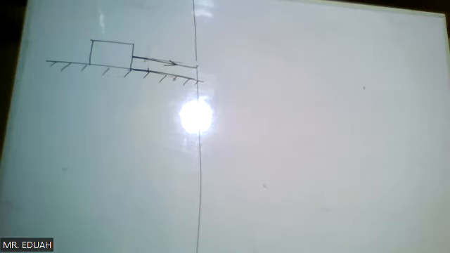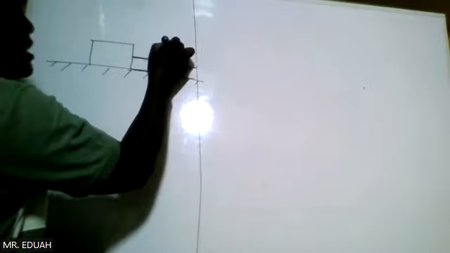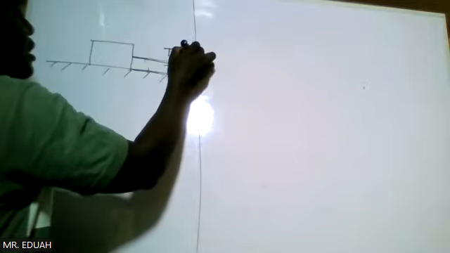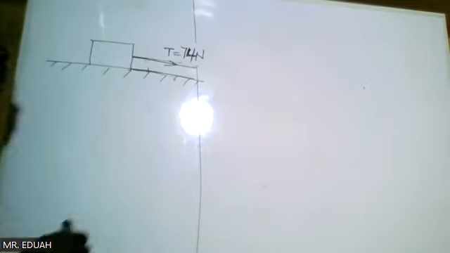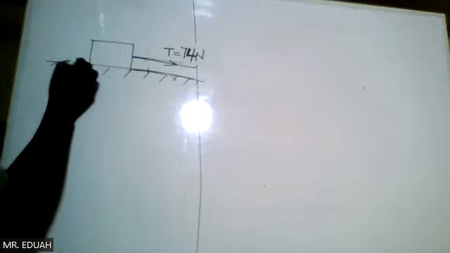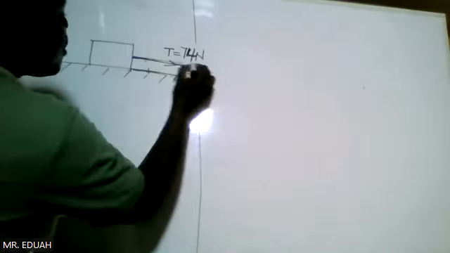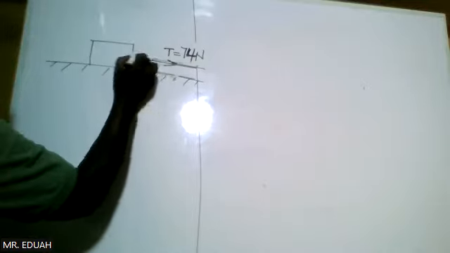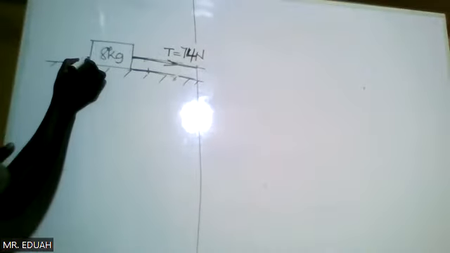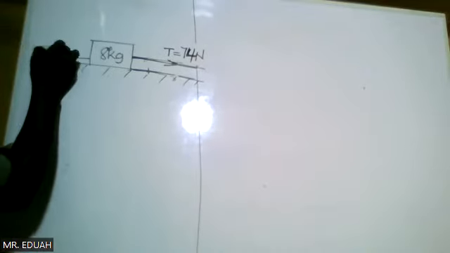Now the tension in the string is 74 Newton. This string has a tension of 74 Newton. If the tension in the string is 74 and there's friction at the surface, frictional force always opposes motion. So if this tension is pulling the mass of 8 kilograms to the right, then the friction would oppose it to the left. F will be here.